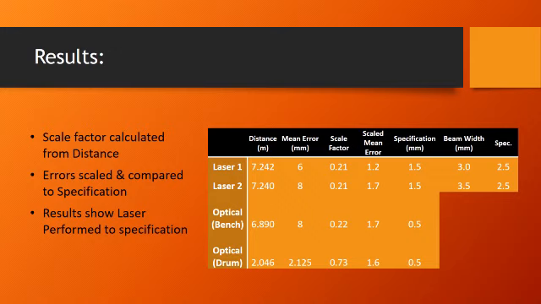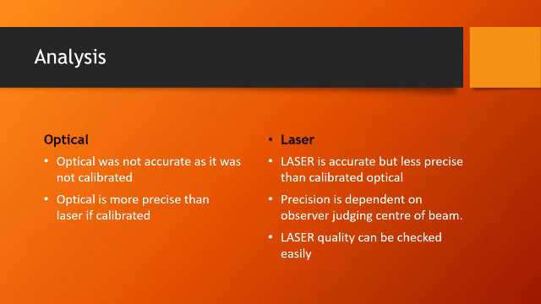The results for the optical show a scaled mean error of around 1.6 to 1.7 mm. In the specification, it was only 0.5 mm. This showed that the results were worse than specification, and this was probably due to the tribrach not being calibrated. And John, would you like to tell us about the analysis?